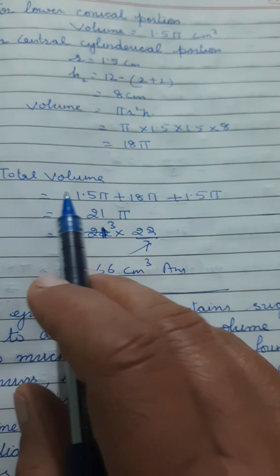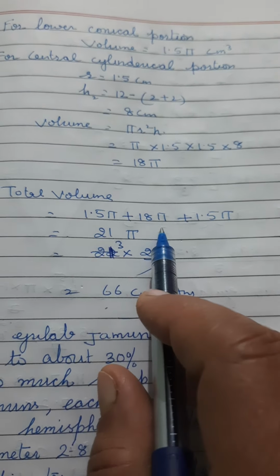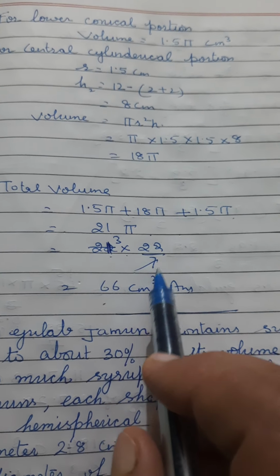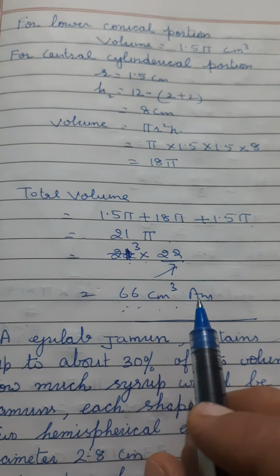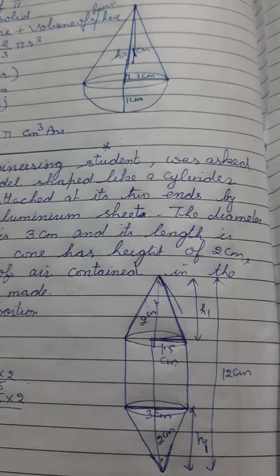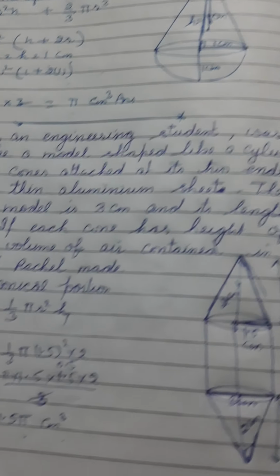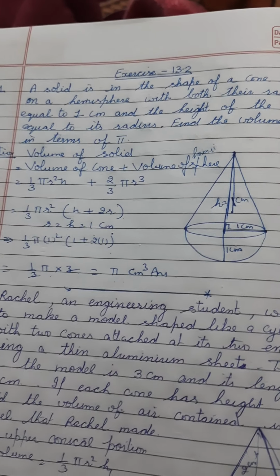Then the total volume will be equal to the addition of all of these three volumes, that is 1.5 pi plus 18 pi plus 1.5 pi. It comes out to be 21 pi. Then we put the value of pi, it is 21 into 22 by 7. 7 3s are 21, and we get 66 cubic centimeter as the volume of this whole model. Now this is the solution. You can see this is the solution for question number 2, and this is the solution for question number 1.